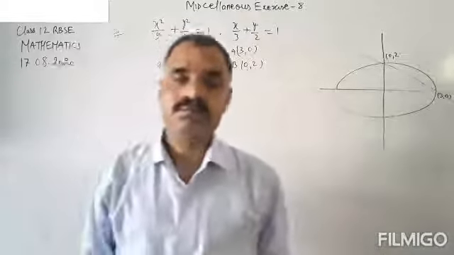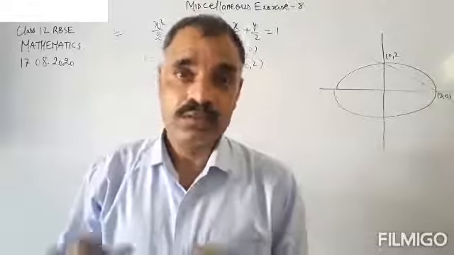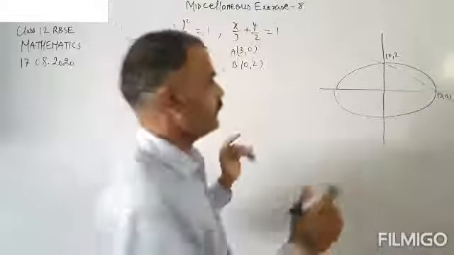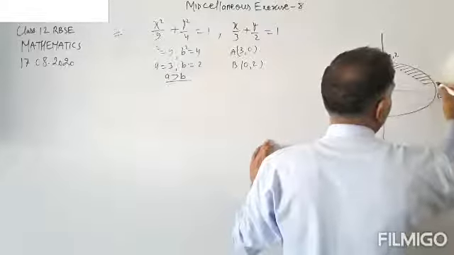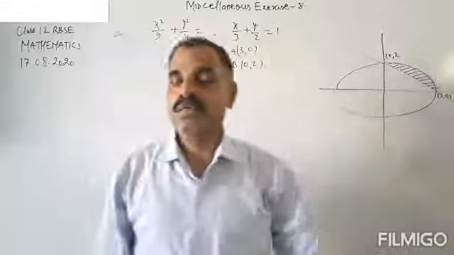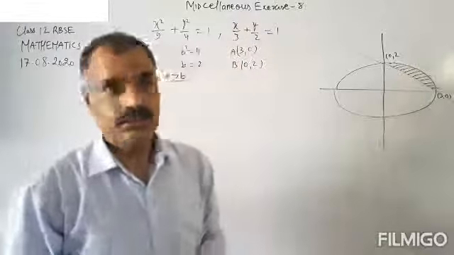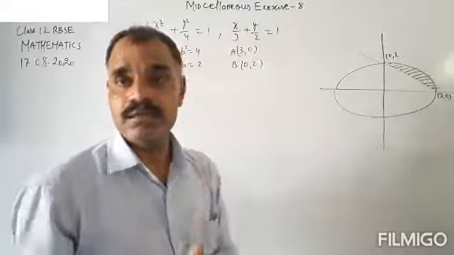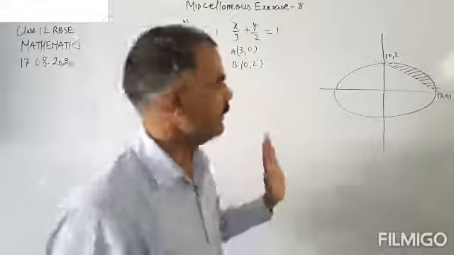Now the question is to find the area of the smaller region bounded by these two curves. So the smaller region is this one, bounded by both the curves, the ellipse and the given line. Now we have to find the area of this region. To find it, we have to take a strip, horizontal or vertical. Any strip can be taken.